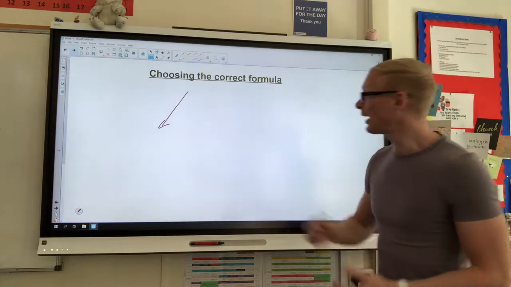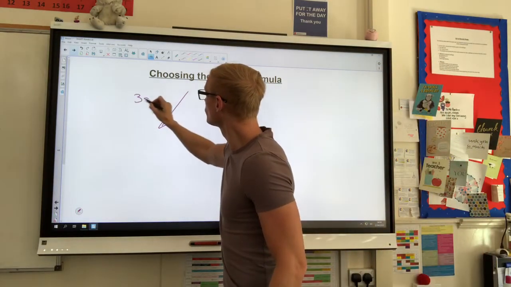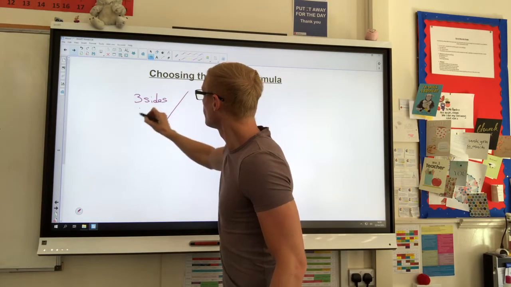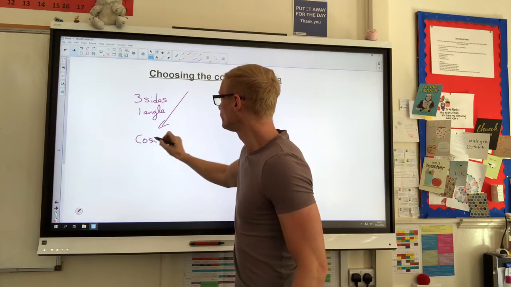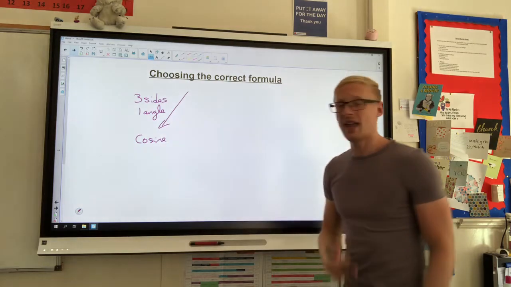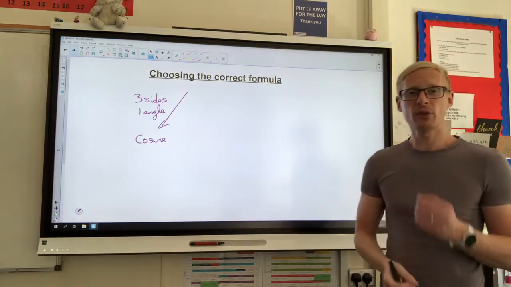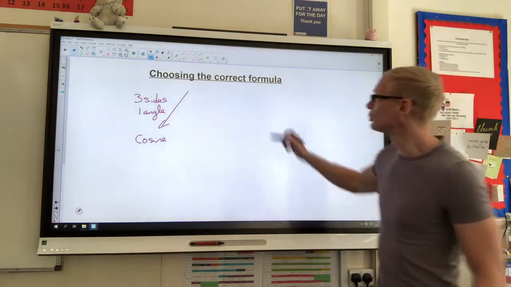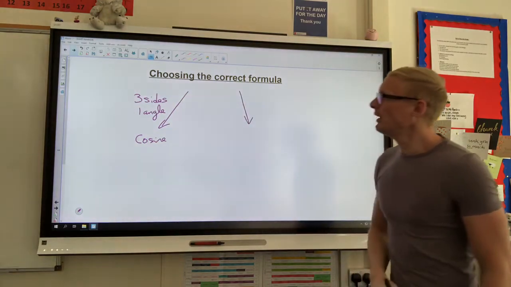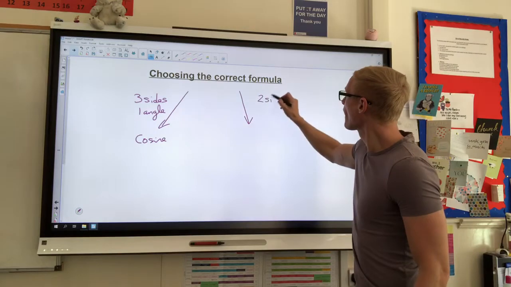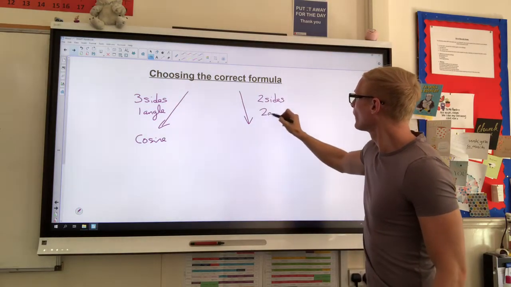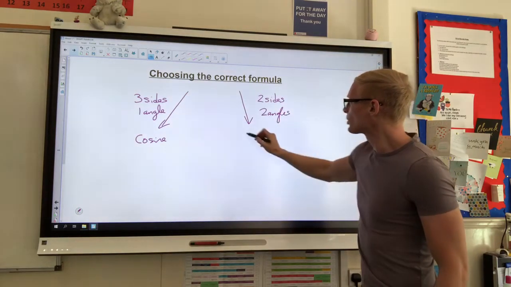Okay. And if you're looking at the question and you're given and being asked for a combination of 3 sides and 1 angle, then that must be the cosine rule. Okay, so any question that's connecting together 3 sides and 1 angle must be the cosine rule. If you're given a question that connects together 2 sides and 2 angles, then that must be the sine rule.